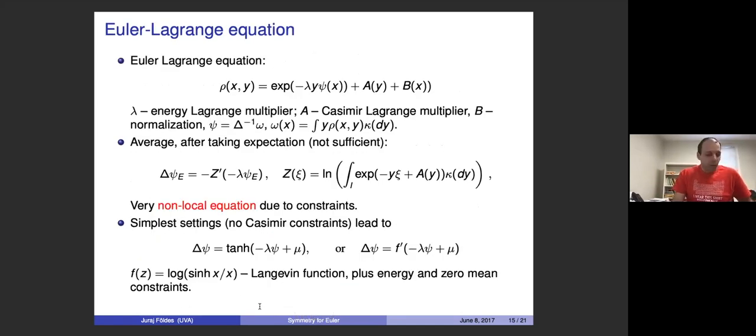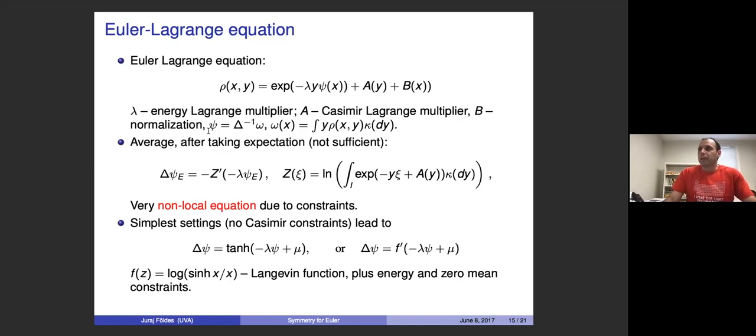All right, so at that moment, you can write down the Euler-Lagrange equation, and it's not anything too nice. The Euler-Lagrange equation is this one: rho of x, y is equal to the Gibbs measure, meaning that it's the exponential of minus lambda times y times psi of x, and there shouldn't be this parenthesis, plus a y plus b x. This lambda is a Lagrange multiplier corresponding to the energy. A is a Lagrange multiplier corresponding to the Casimir invariants. And B is the normalization, so that we are assuming that we are working with probability measures.